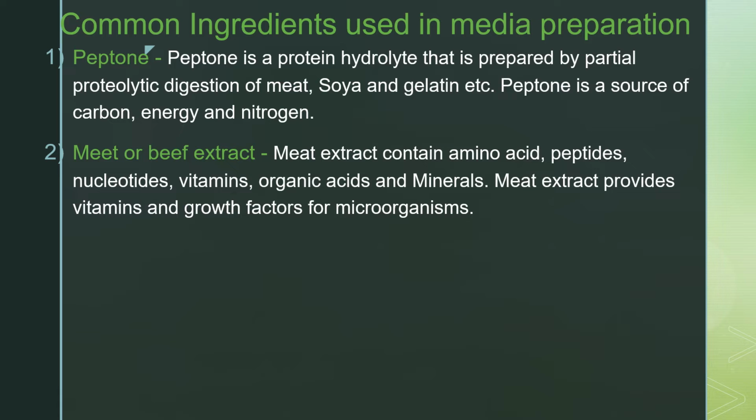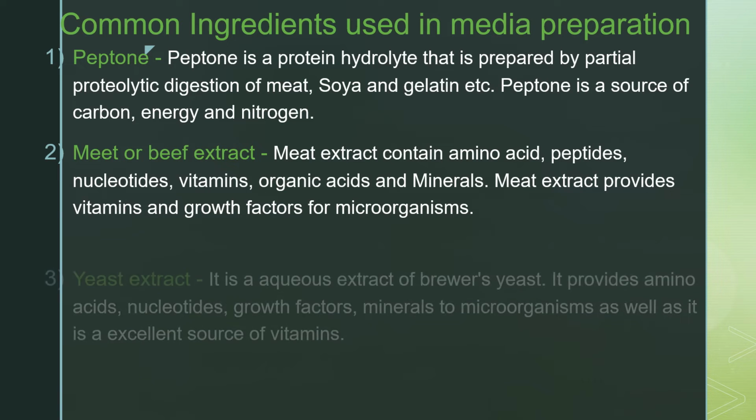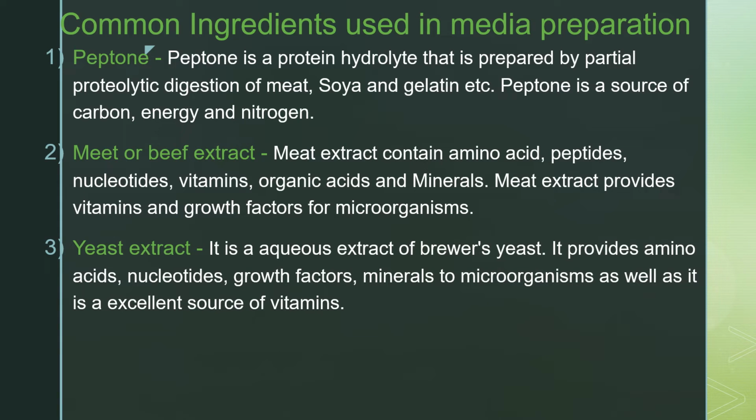Next is meat or beef extract. Meat extract contains amino acids, peptides, nucleotides, vitamins, organic acids and minerals. So here you can see meat and beef extract is an excellent source of nutrients. It provides many substances. Meat extract provides vitamins and growth factors for microorganisms. Yeast extract. It is an aqueous extract of brewer's yeast. It provides amino acids, nucleotides, growth factors and minerals to microorganisms, as well as being an excellent source of vitamins.